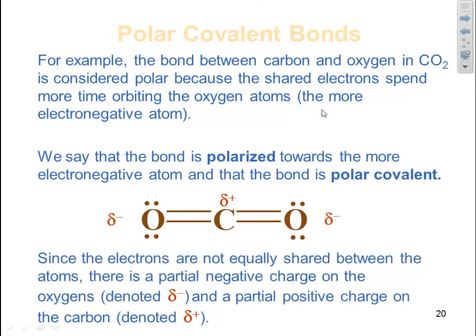Since the electrons are not equally shared between the atoms, there's a partial negative charge on the oxygen since electrons are spending more time around the oxygen, and we denote that with a delta minus. And a partial positive charge on the carbon. It has less electrons spending less time around it, so it has a depletion of electrons, so it has a slight positive charge. So we denote that with delta minuses on the oxygen and a delta plus on the carbon.